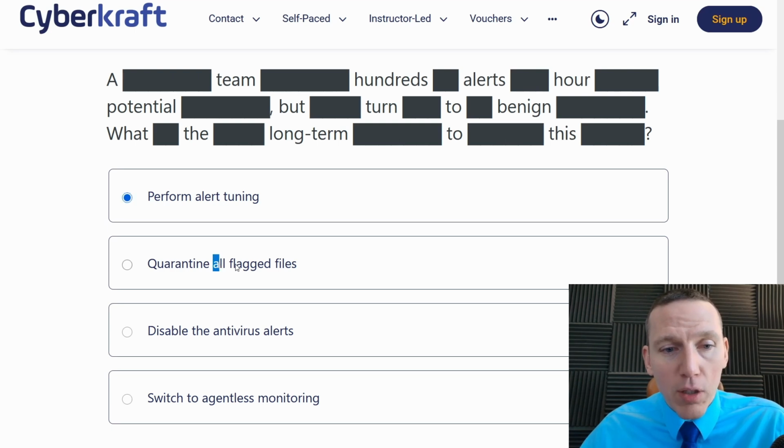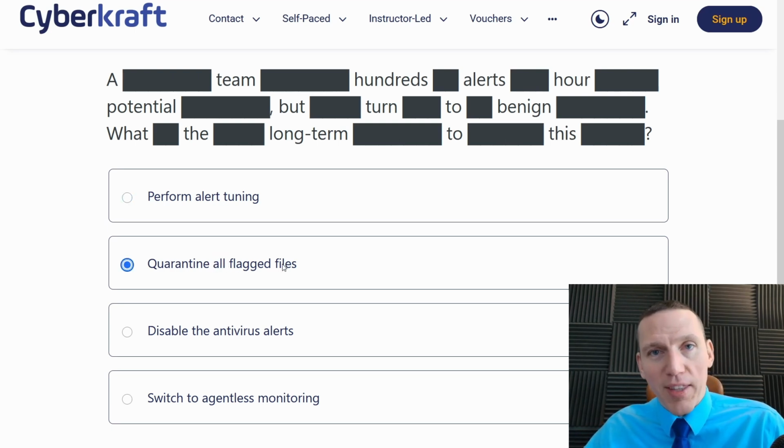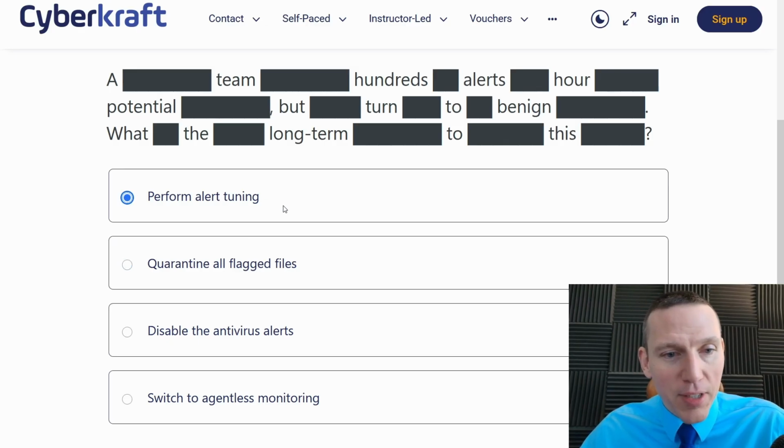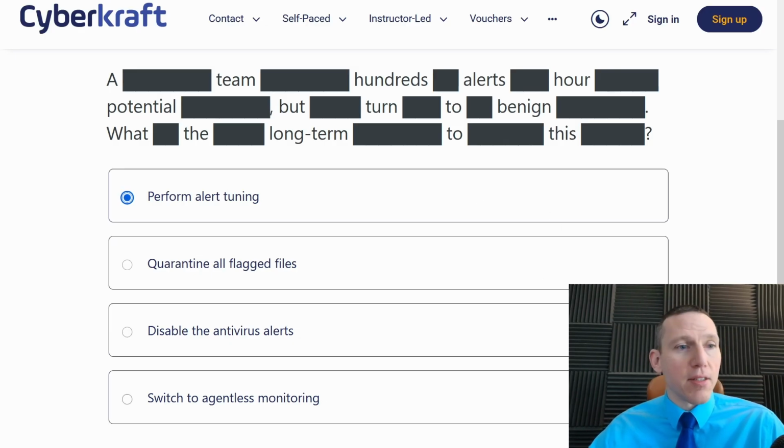Whenever you see "all" or "every" in an answer, usually it's not the answer. And that goes for any question. Disable antivirus alerts, it's a bad idea. Switch to agentless monitoring. I'd say alert tuning. Seems to make sense to me.